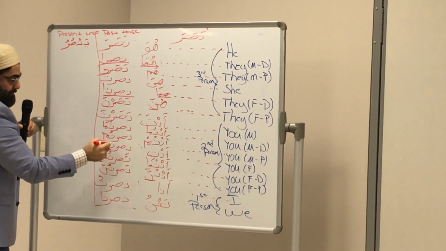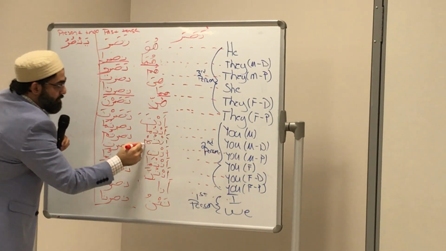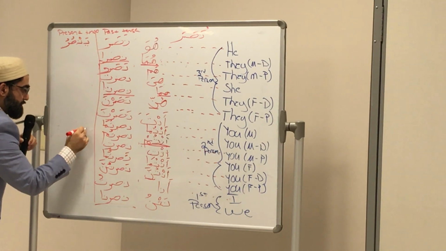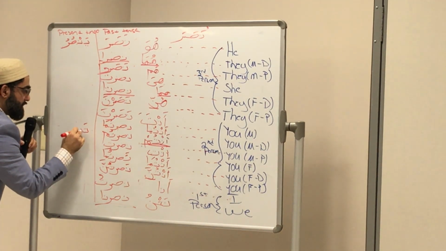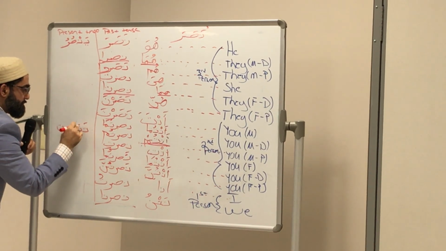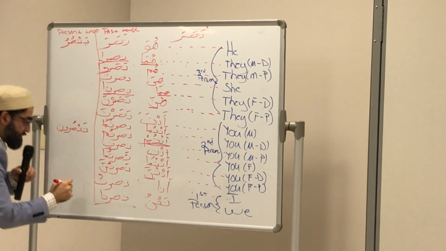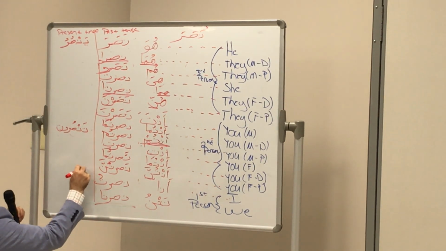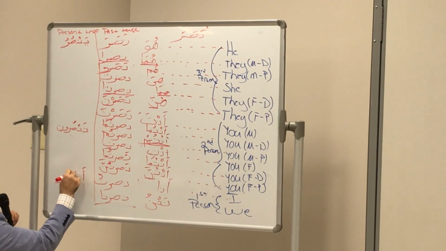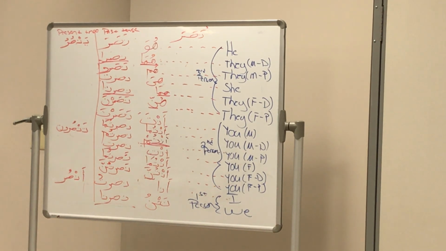Let's go down here. Antum, okay? Multiple people, one of them male. Tansurun. Okay? Changes again. All of you are helping, okay? What if I want to say I am helping? Ana ansur. All right? And guess what? Once you get to the command form, it changes again.